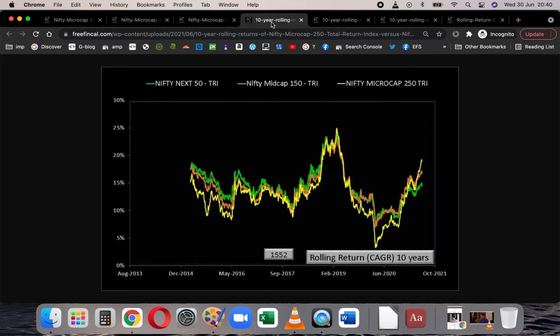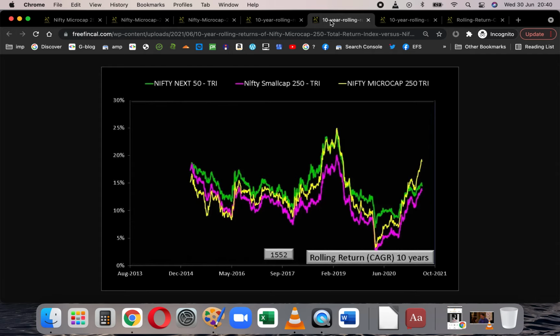Now, these are 10-year returns. So each colored line has got 1552 10-year data points. The green is Nifty Next 50, the brown is Nifty Midcap 150, and the yellow is Nifty Microcap 150. You can see that the Nifty Microcap has underperformed for a significant amount of time, both the Midcap and the Nifty Next 50 for most part, except for a small portion here.